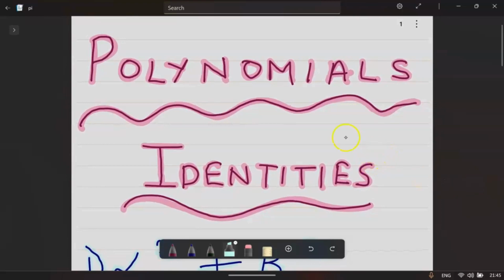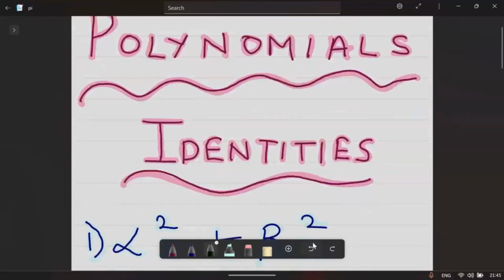In today's video, we're going to discuss the identities which are related to polynomials. Children, this is extremely important for you all, because whenever you are doing any question related to this chapter, mostly the important questions, you are going to need these identities. So we are going to discuss these identities of polynomials.